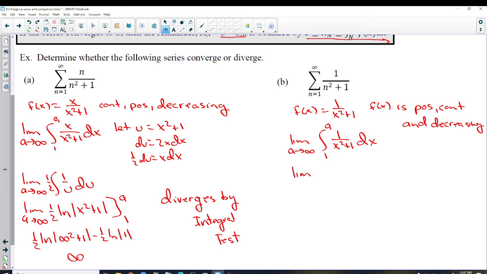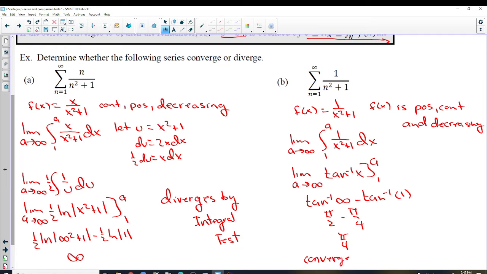And we have the limit as a approaches infinity of inverse tangent of x from 1 to a. So we have the inverse tangent of infinity minus inverse tangent of 1. This is pi over 2 minus pi over 4. So 2/4 minus 1/4 is 1/4. So this converges to 1/4. So we say converges by the integral test.